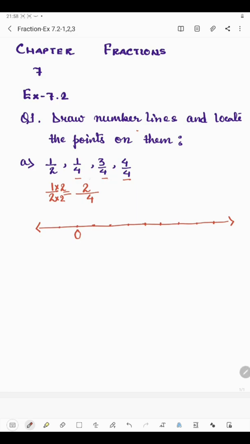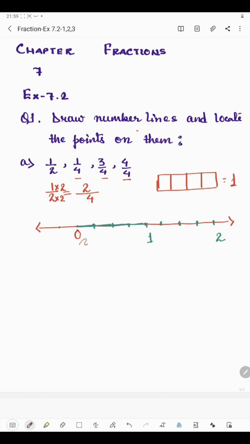Now here we have 4 in the denominator, and it means one whole is divided into 4 parts, and when we put these 4 parts together, you will get 1. So here after 4 equal parts it will be 1. So this is 1, 2, 3, 4. So here will be 1, again 1, 2, 3, 4, here will be 2.